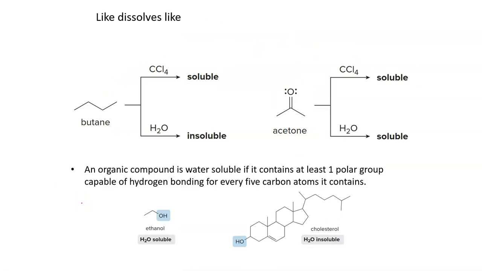The rule of thumb for something to be soluble in water usually has to have at least one polar group that's capable of hydrogen bonding for every 5 carbons. So if we have an ethanol, we have 2 carbons here and 1 polar group. So that's going to be water soluble. It would be predicted to be water soluble. This is the structure of cholesterol. There's a lot of carbons here, and we just have 1 polar group on the end. So certainly not a 1:5 ratio here. And cholesterol is insoluble in water.